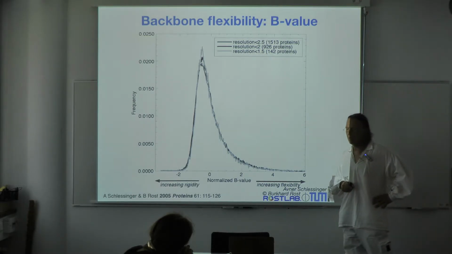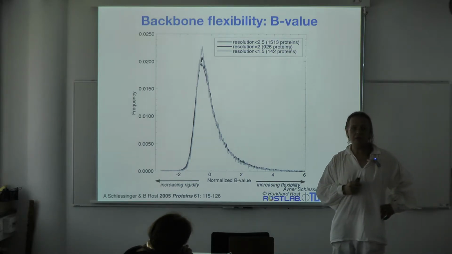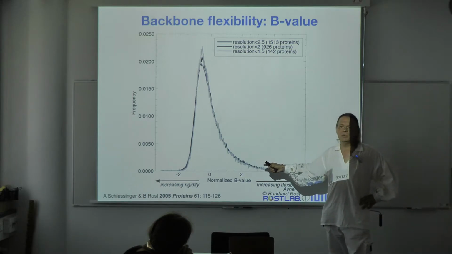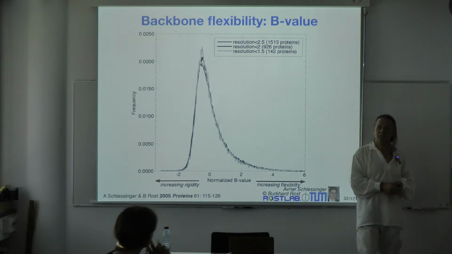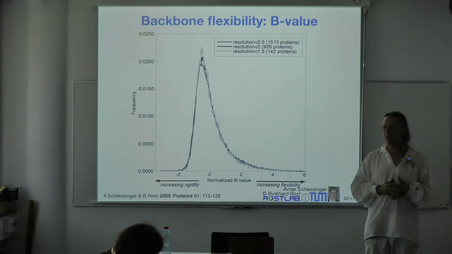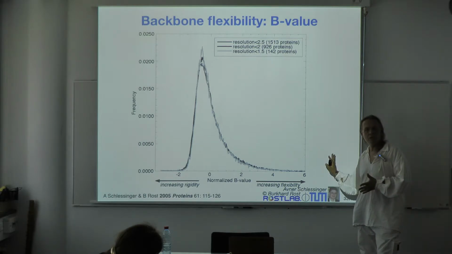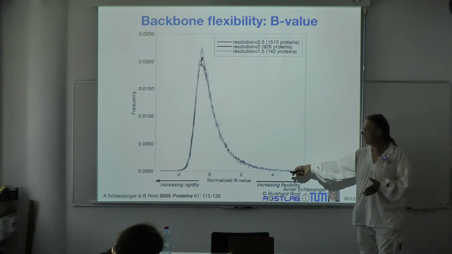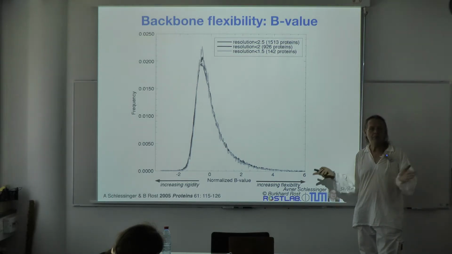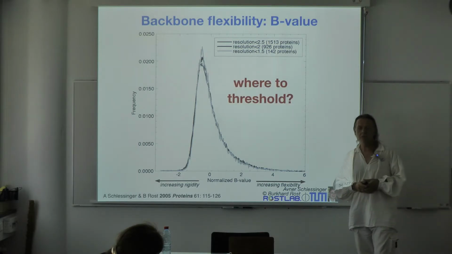And now the question, if we want to predict B values from sequence, we can actually not predict this value. It's too complex. We need to somehow get a reduced state model. So let's begin with a binary model. In a binary model, I predict either rigid or flexible. Where do I make the cutoff? Where do I put the line in between the two?